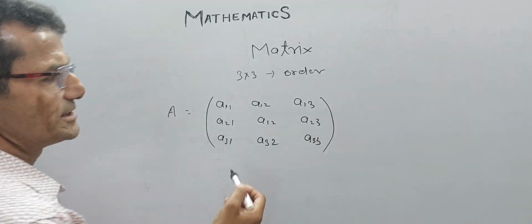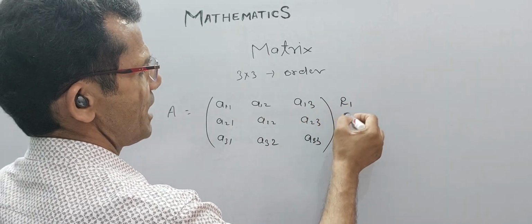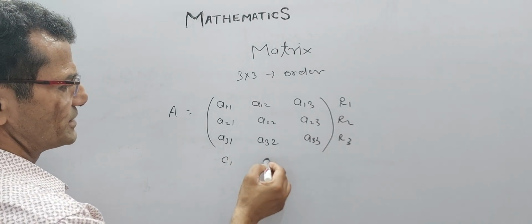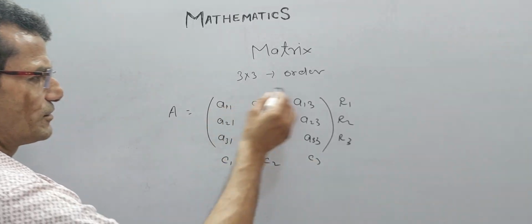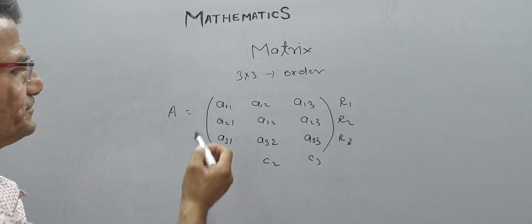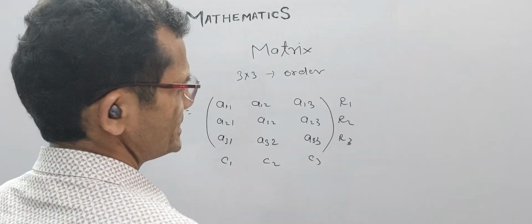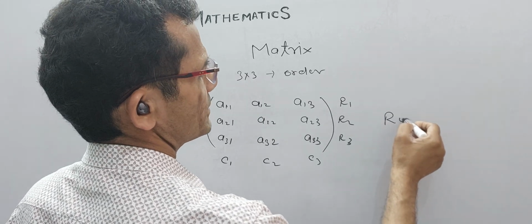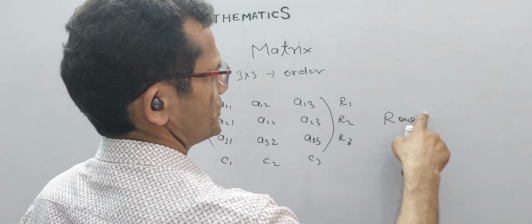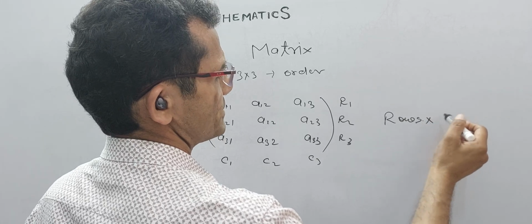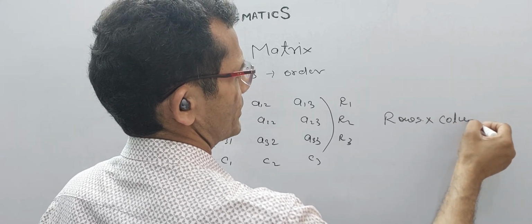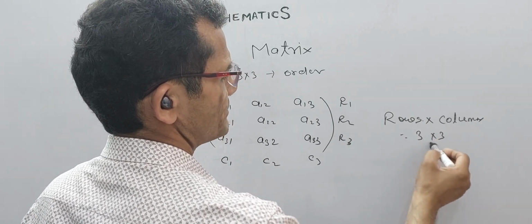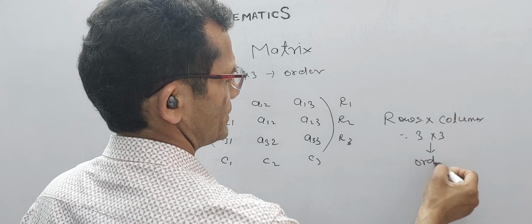So here it has 3 rows: row number 1, R1, R2, and R3. And these will be columns C1, C2 and C3. So inside of this one there are 3 plus 3 plus 3, they are 9 entries. So it's order. Order means rows by columns, known as order. Here are 3 rows and 3 columns. So this will be our order.